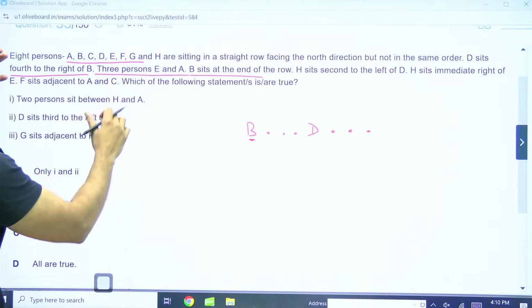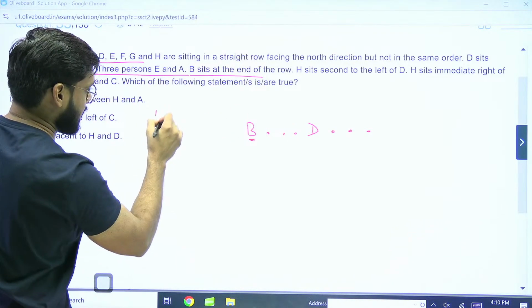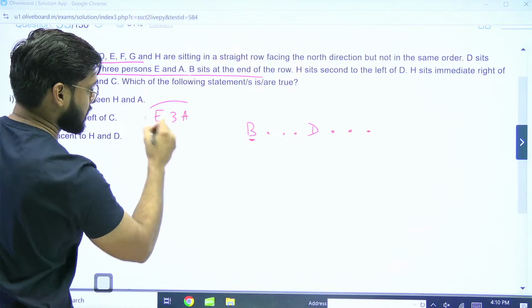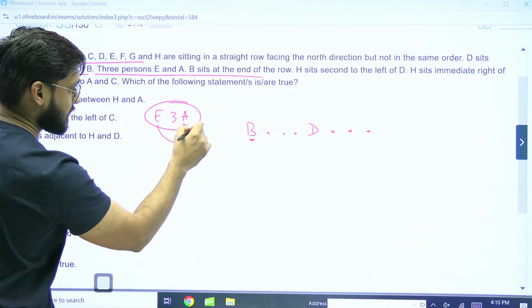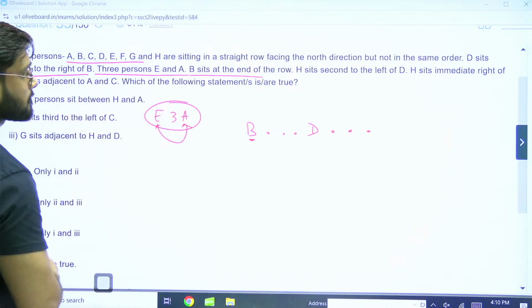3 persons sit between E and A. We cannot fix this E and A line. We are writing this line, and we will fix it later on. E and A can come towards the right or left of anyone.